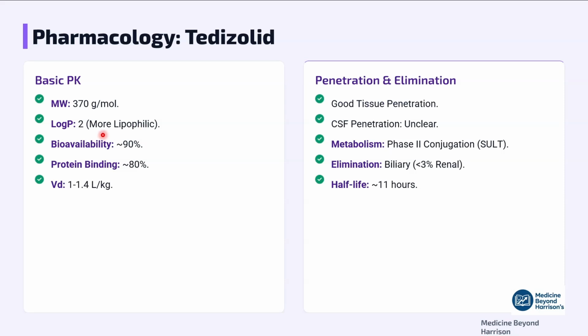In case of tedizolid, it's more lipophilic, with around 90% oral bioavailability and a larger volume of distribution compared to linezolid. It also has very good tissue penetration. CSF penetration is unclear, so do not use it for CNS infection, and it's not approved. Elimination is by the biliary route, and less than 3% is excreted renally. Half-life is around 11 hours.